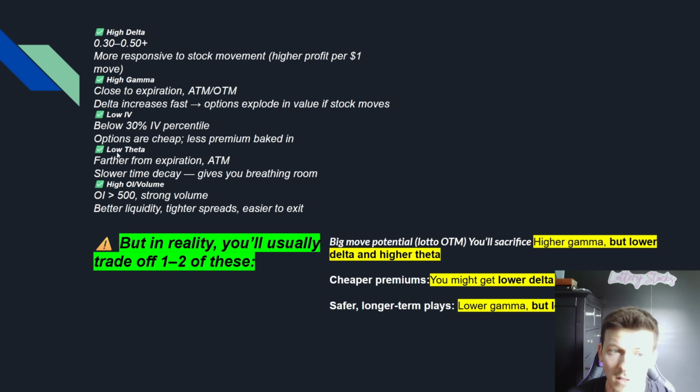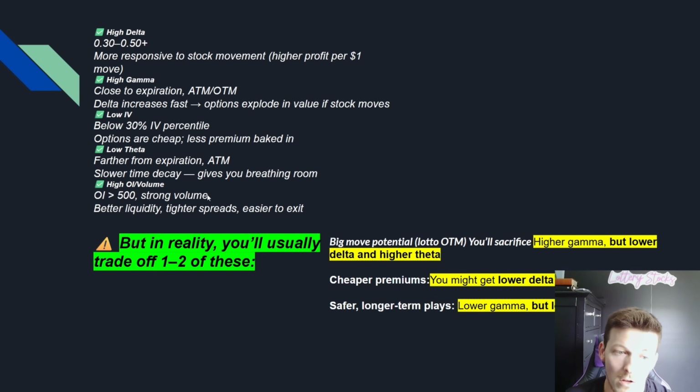Low theta, further from expiration, at the money, slow time decay. Slow time decay gives you breathing room. This is kind of a non-negotiable. Low theta, no matter what, and it's not only about looking at the calculation on the Greek, it's about just buying extra time every time you get into a contract.